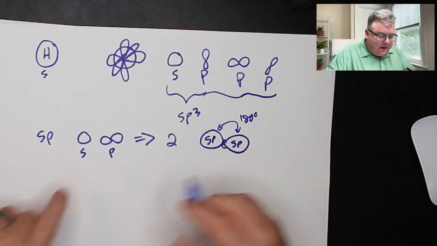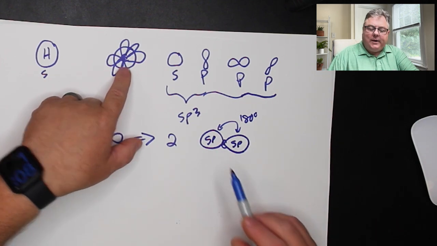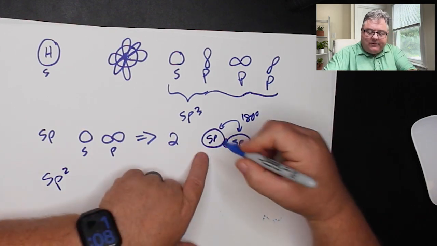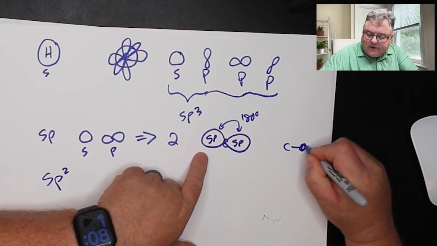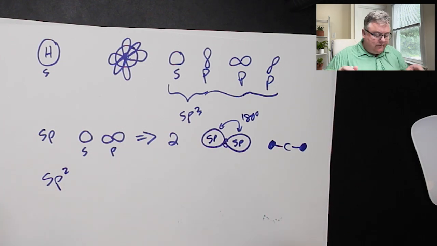So on this carbon atom, I can mix 1 of the s's and 1 of the p's and make 2 sps. Or, and this happens if I have a carbon atom that needs to stick to 2 different things. It'll make 2 sp hybrid orbitals.